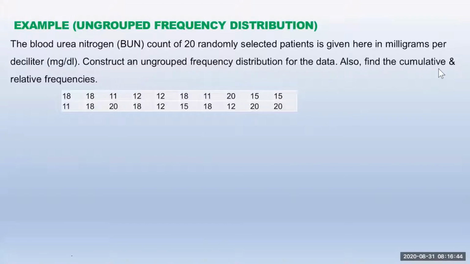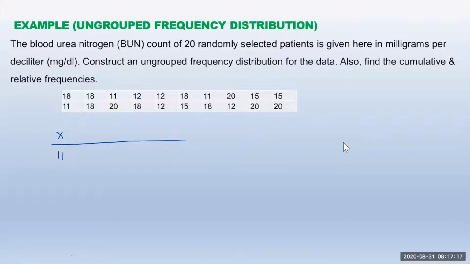Also, we have to find the cumulative frequency and relative frequency. We are going to talk about these two in a second. But before that, we are going to construct the ungrouped frequency distribution. So we'll have the data value. For numerical data, we generally represent the data value using X. So what are the different data values here? You can see the smallest value is 11, so there is an 11 as a data value.